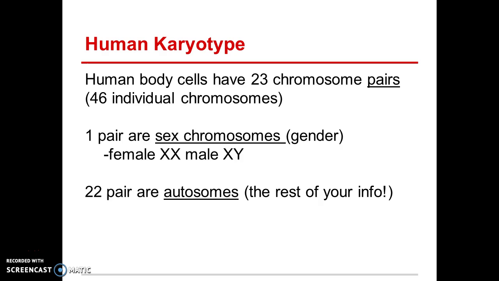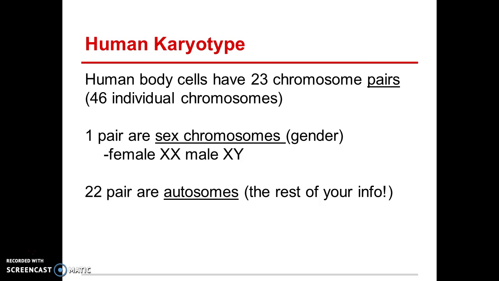First of all, human bodies have 23 chromosome pairs in their cells, 46 total. One of those pairs is going to determine the sex of the individual. Those are called sex chromosomes. For females, it's an XX, and for males, it's an XY. Each male and female gets an X, and then the male gets a Y instead of another X. The 22 other pairs are called autosomes, and those are going to code for everything else about you.